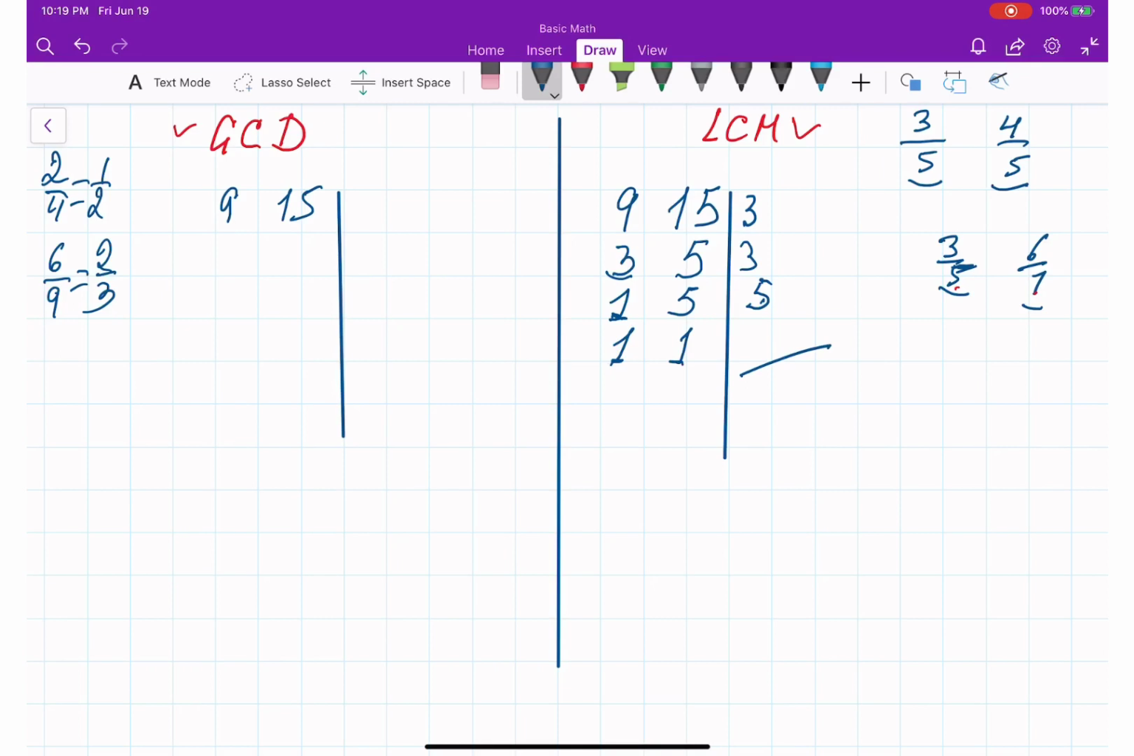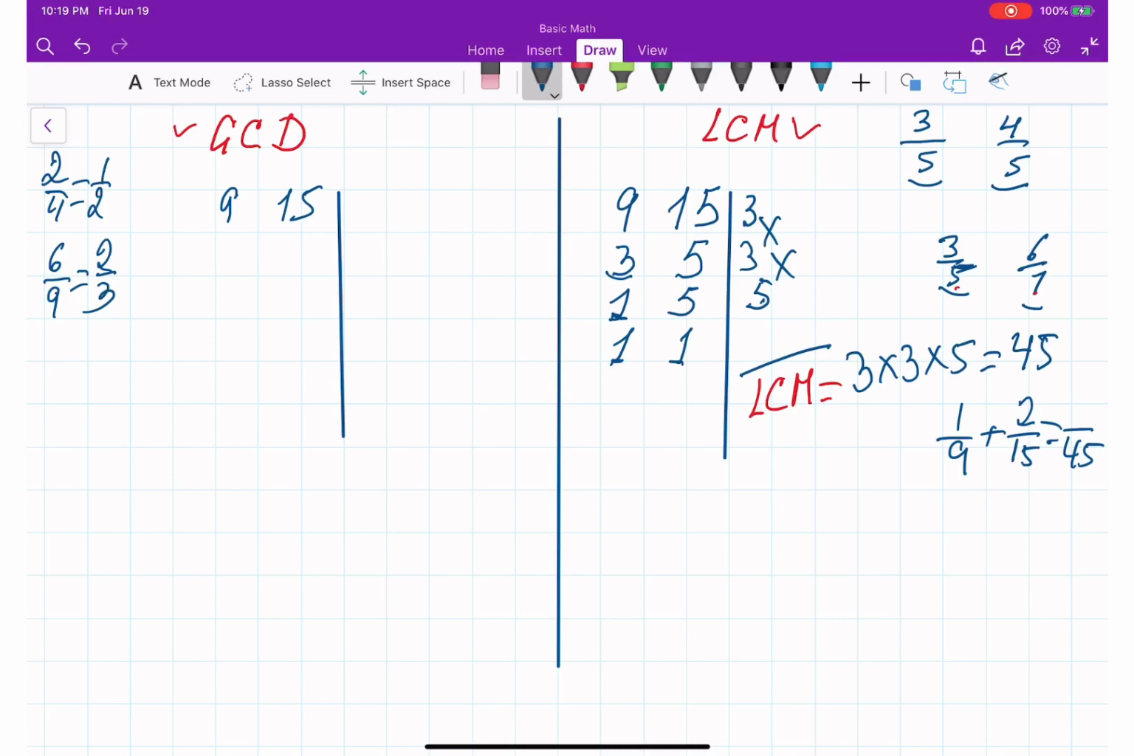And what is going to be our LCM? It's going to be equal to 3 times 3 times 5. 3 times 3 times 5. And it's going to be 3 times 3, 9. 9 times 5 is 45. So if we have fractions with the denominator 9 and 15, let's say 1 over 9 plus 2 over 15, we will bring both to denominator 45. Okay?